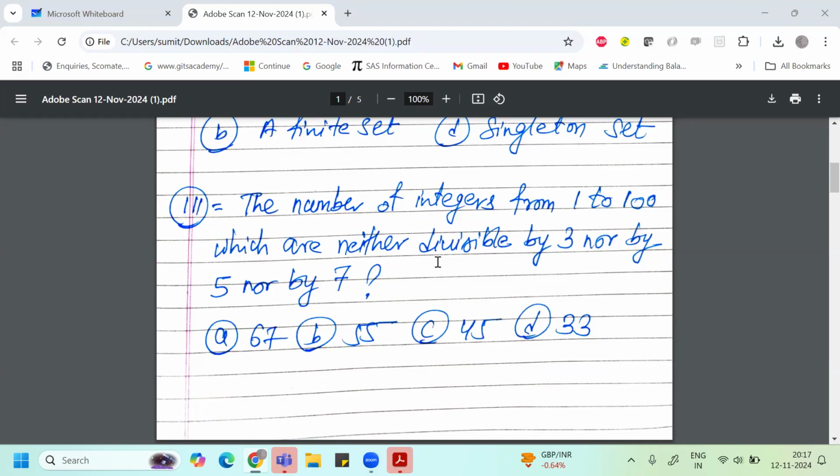Anyone? Guys, if you want time, you can take time for doing this question number 3.